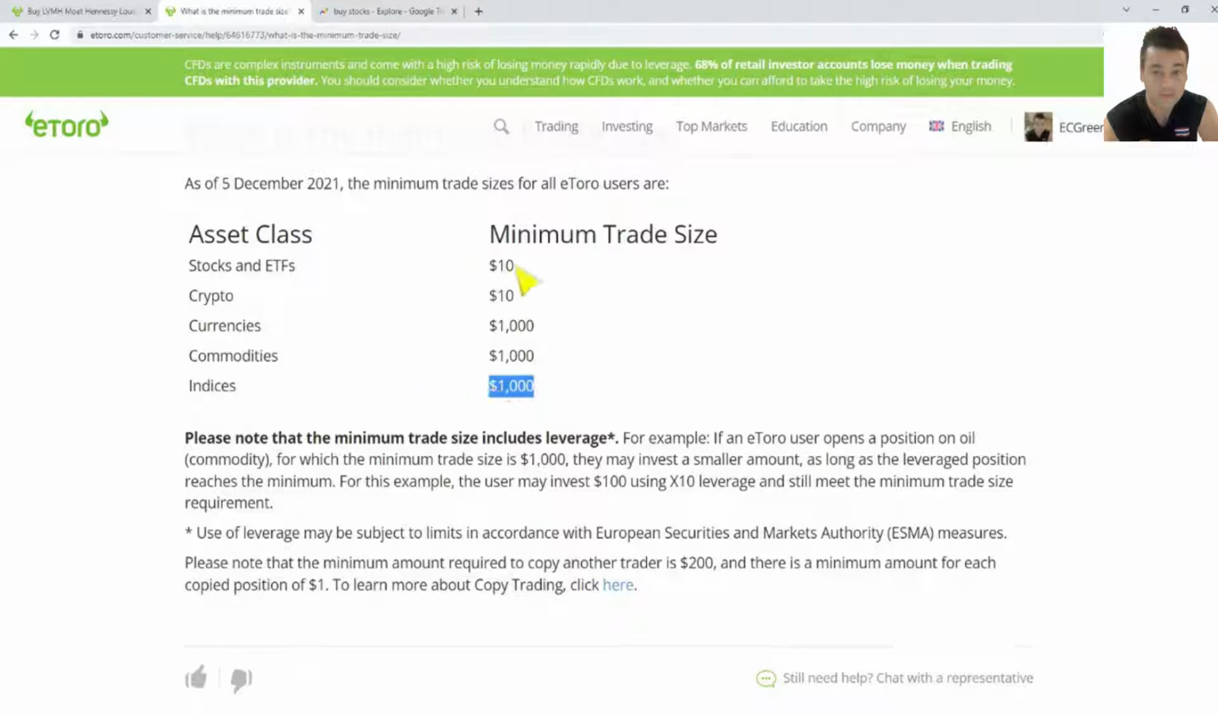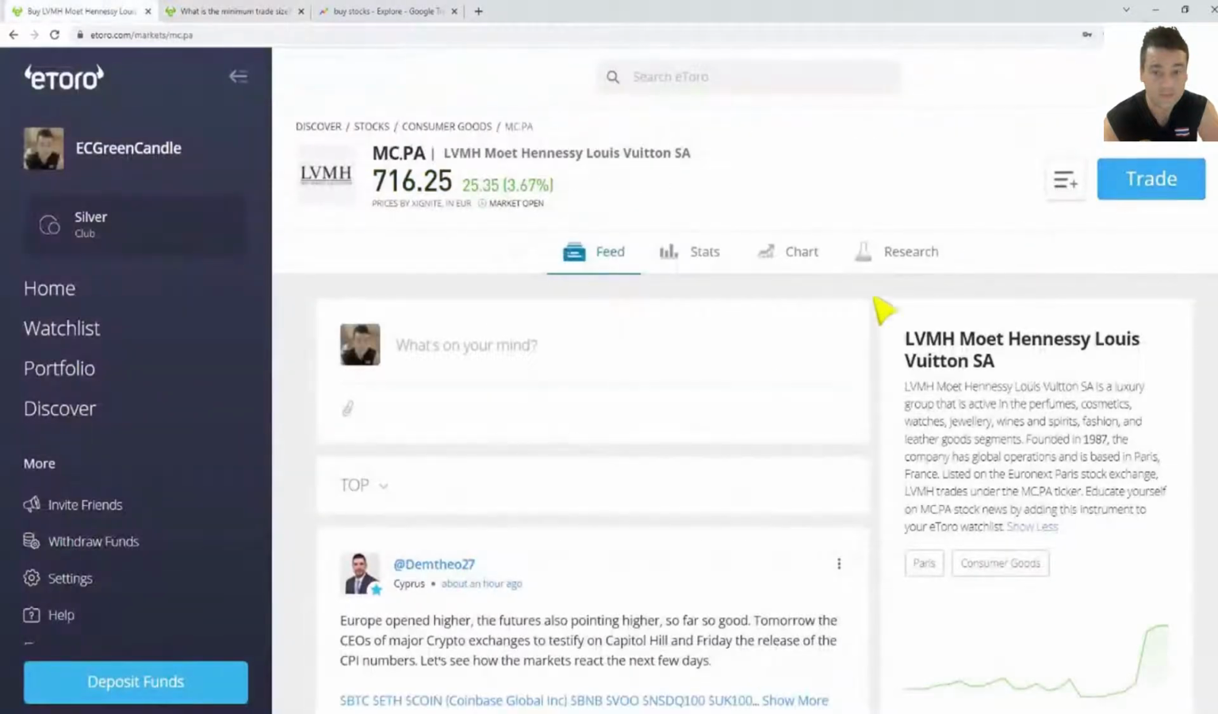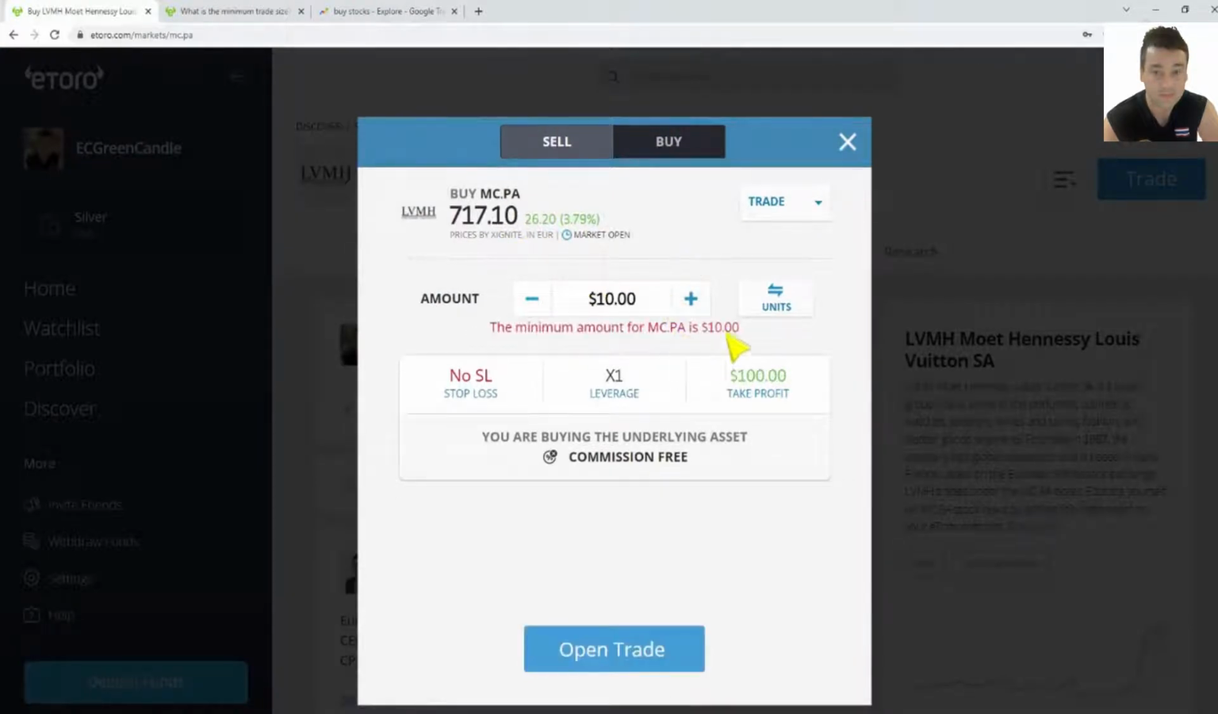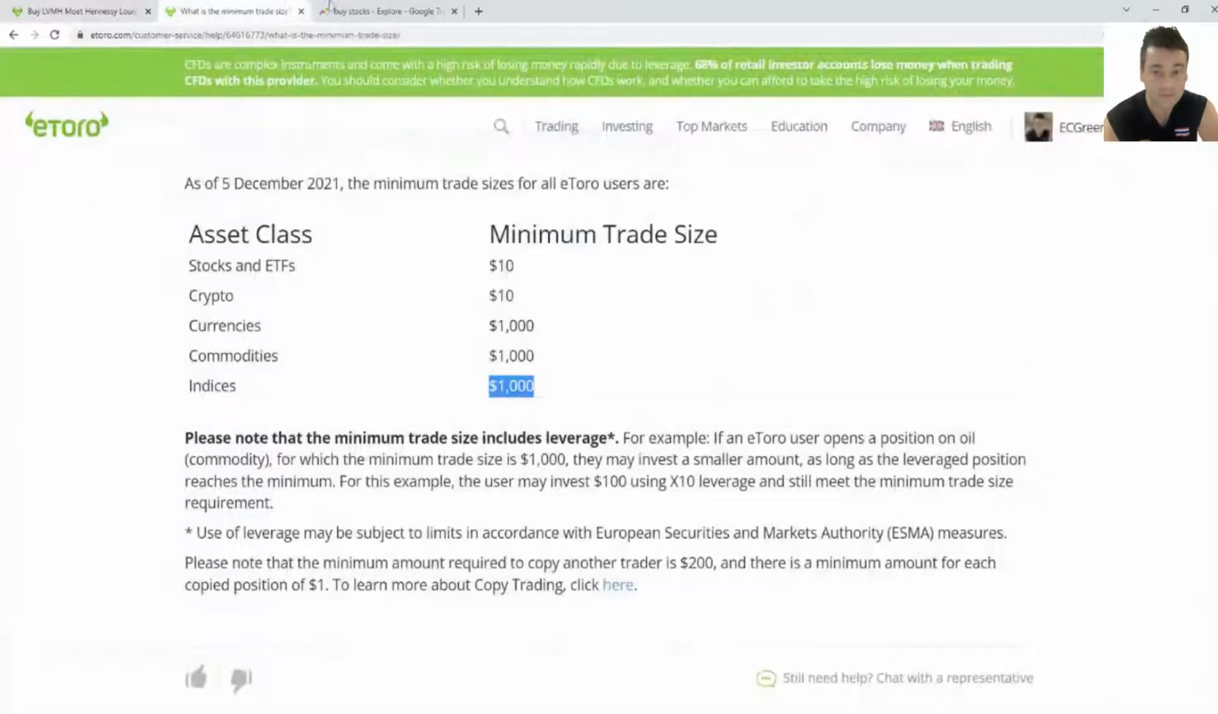Okay, so $10 is great for stocks and ETFs and crypto too, because stocks used to be $50, I believe, and ETFs used to be $500. But it does change, so be careful to check the minimum trade size in your country. All you have to do on eToro is, let's say I put in $5 when I'm going to buy stocks, the minimum is $10. You can see it's now $10. So you can check in your country. I believe in Russia and some other countries the minimum trade sizes are much larger.